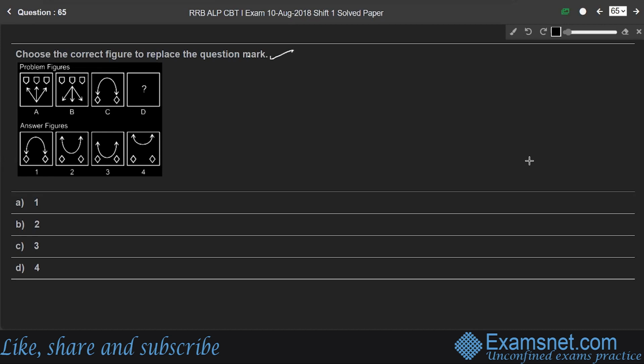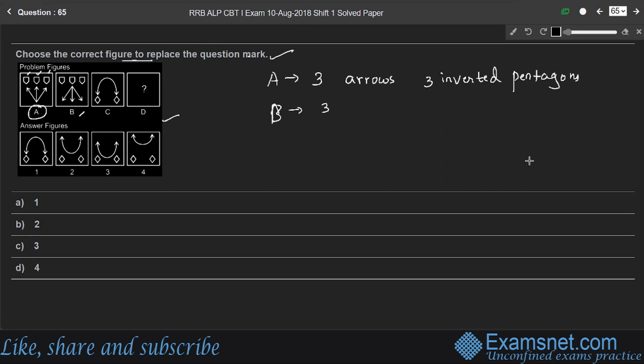Question number 65. Choose the correct figure to replace the question mark. Here are four figures, A, B, C, and D. Figure A has three arrows and three inverted pentagons, whereas figure B also has three arrows.